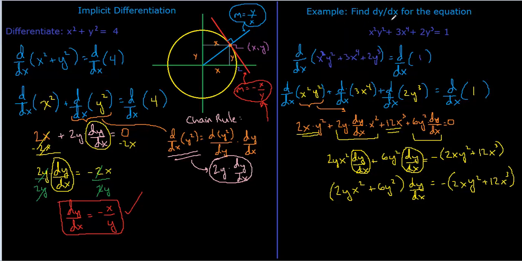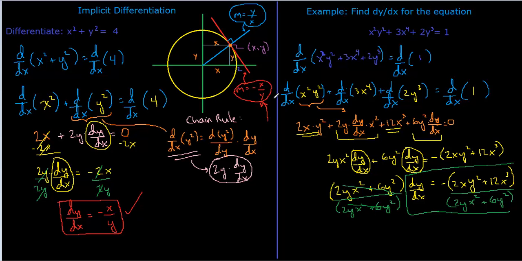Now to solve for dy/dx, we will divide both sides by 2yx squared plus 6y squared. Do that on the right as well, 2yx squared plus 6y squared. So these will cancel, and I'm left with dy/dx equals this expression, which is a pretty sophisticated derivative.